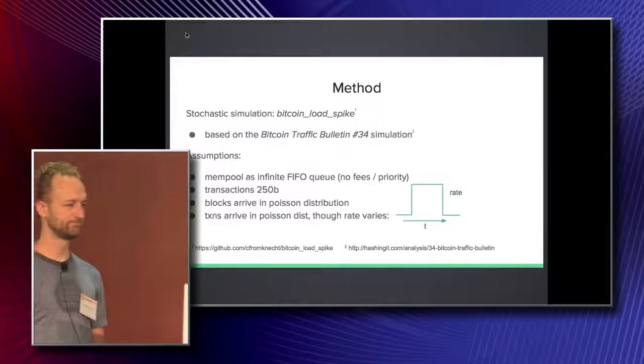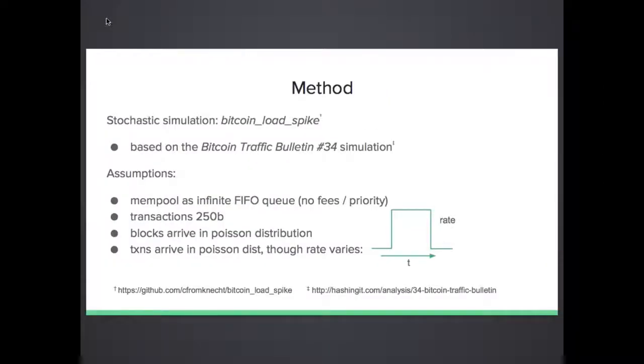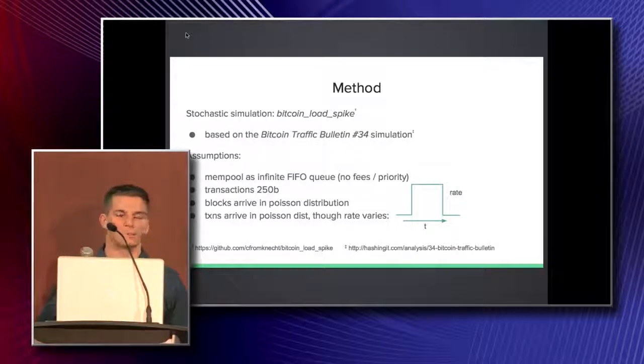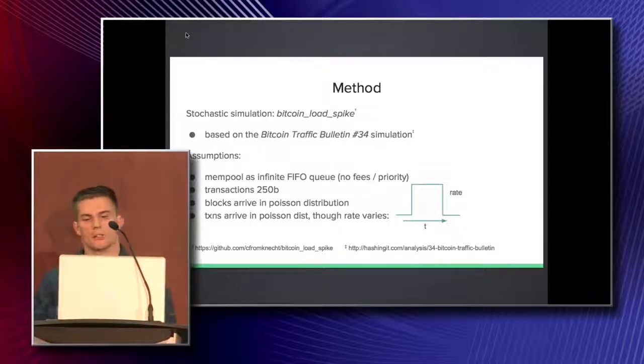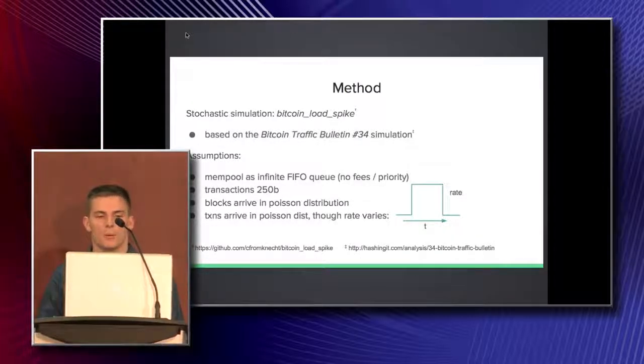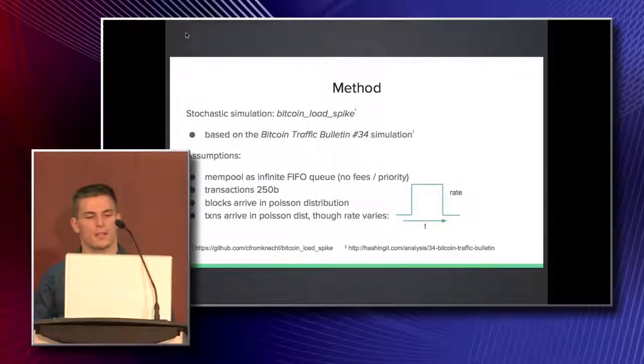So our simulation was mainly based off of the Bitcoin traffic bulletin, number 34. I don't know if you guys are familiar with this post, but in that simulation, the author models both transaction rates and block mining rates in a Poisson distribution, and then calculates the expected time for a transaction to be confirmed. So we took the same sort of style and then made a couple changes to the actual model. Our mempool is modeled as an infinite FIFO queue, so transactions are continuously appended to this queue and then processed in each block.